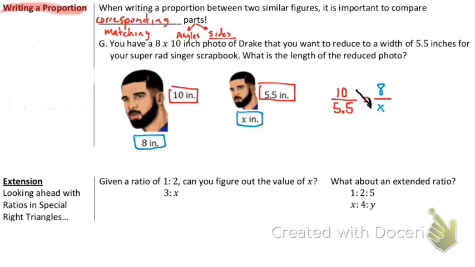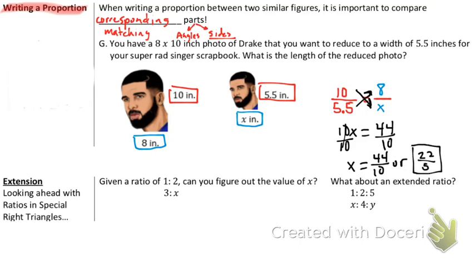I like to cross multiply the x first, so it's going to be 10x equals 44. And then again, we're just going to solve for x. So I'm going to divide both sides by 10. X is going to equal 44 over 10, or we can reduce it by 2, and that's going to give us 22 over 5.